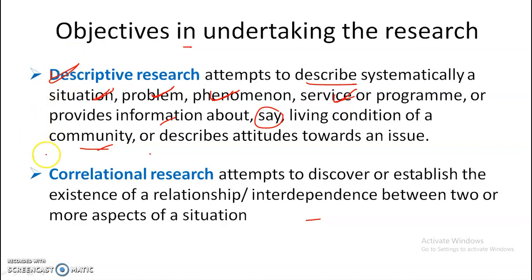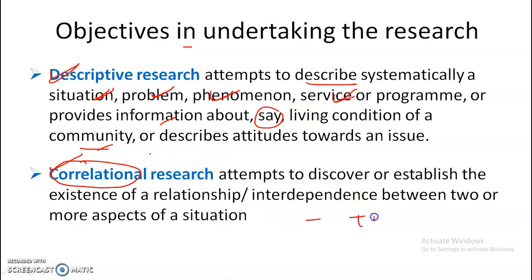And next one is correlational research. The name itself mentions it: correlational, that means we have to establish the relation between 2 parameters. So this correlational research attempts to discover or establish the existence of a relationship or interdependence between 2 or more aspects of a situation.